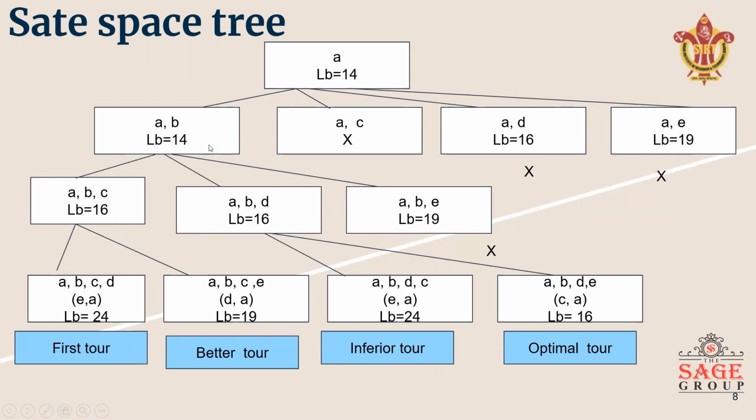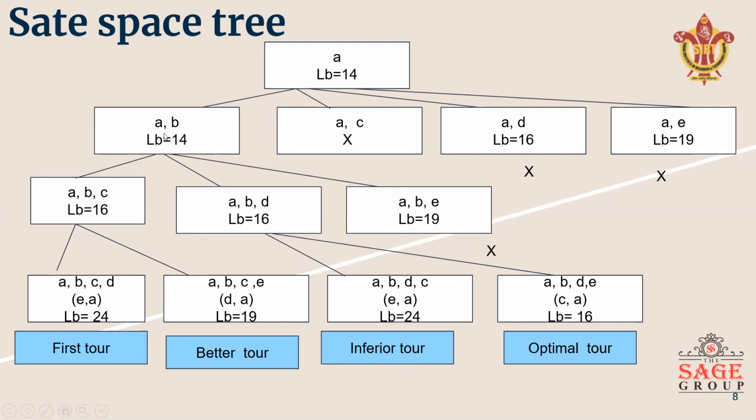Now we can see here, what is the lower bound here? 14. And what is the lower bound for D? That we have to calculate. What is the lower bound for E? That we have to calculate. We'll calculate it like that only, and it will become 16 and 19. And for A to C, we will not have any lower bound value. So we will further visit only B node, which is situated at the lower bound of the node A.